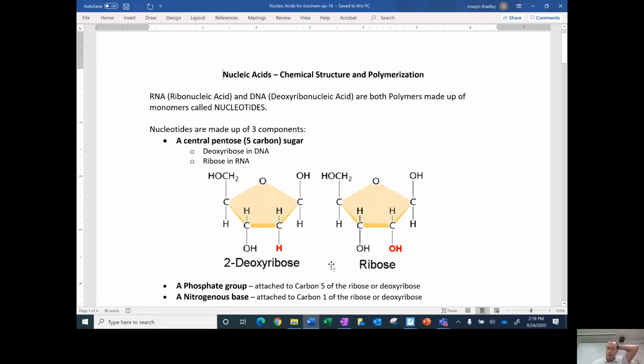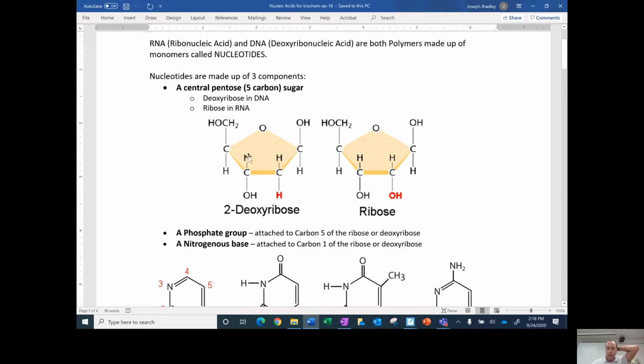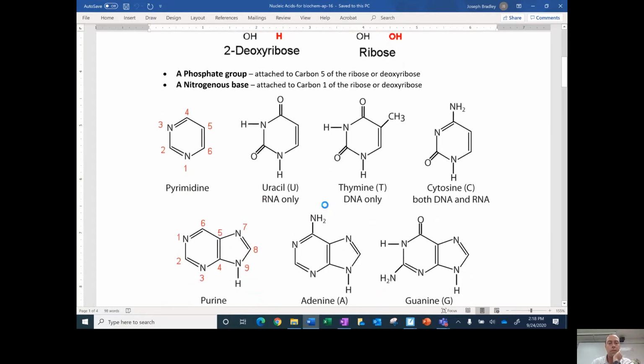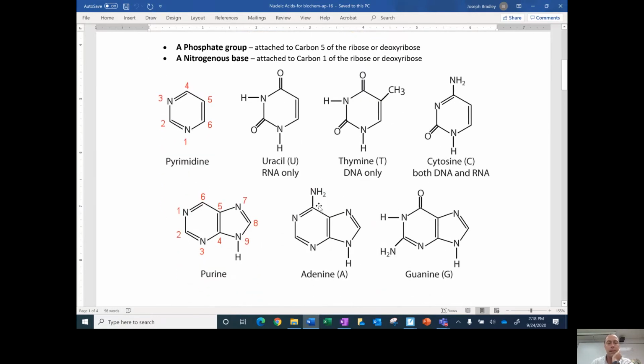You're also going to have a phosphate group attached to carbon 5, so that would be up on the antenna right here, and then a nitrogenous base attached off of carbon number 1, so that would be off of right here. There are 2 types of nitrogenous bases, pyrimidines and purines. Pyrimidines are single ring bases and purines are double ring bases, and they are nitrogenous bases in that they have nitrogen along with the other carbons. And you can see they have carbonyl groups as well, so they are fairly polar in terms of their structure.